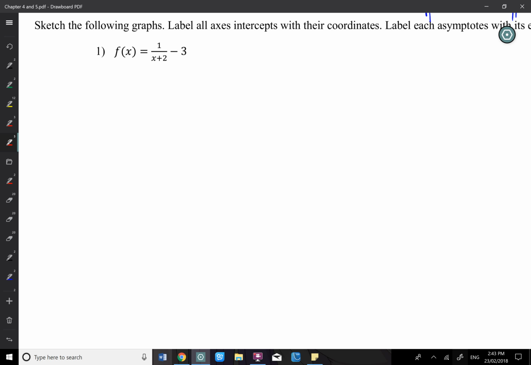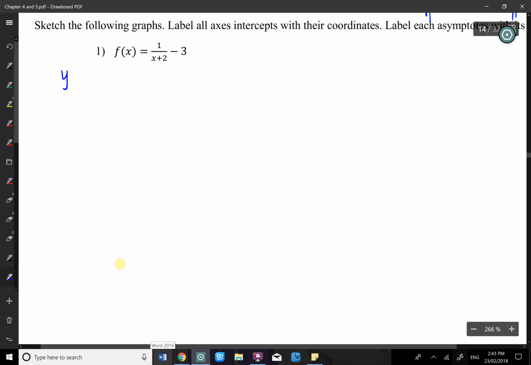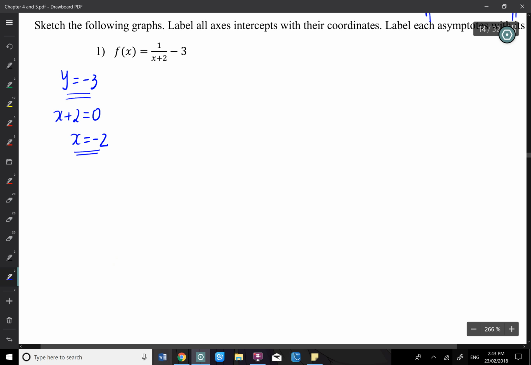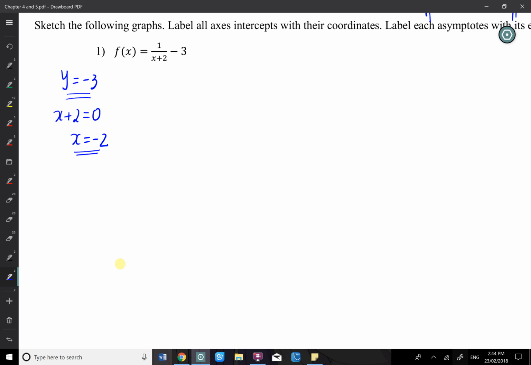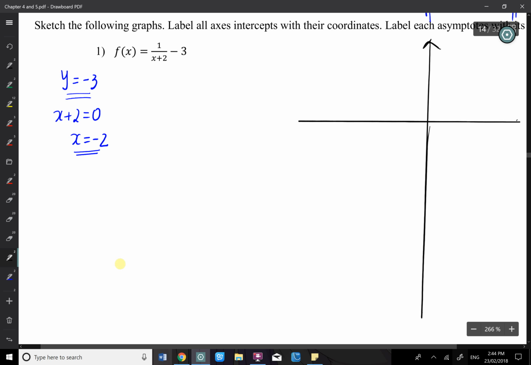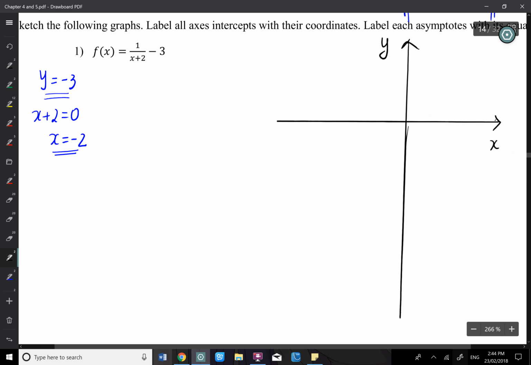Okay, let's have a look at the first one. y equals -3, and x plus 2 equals 0, so x equals -2. Those will be the two asymptotes. Let's sketch that first.